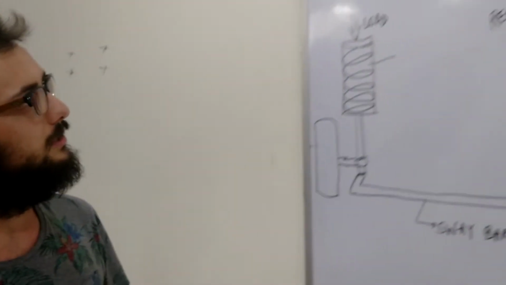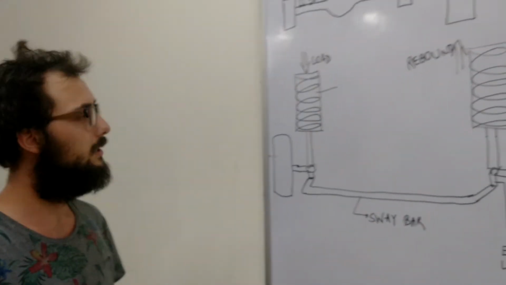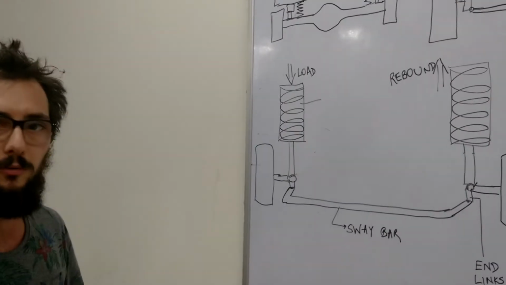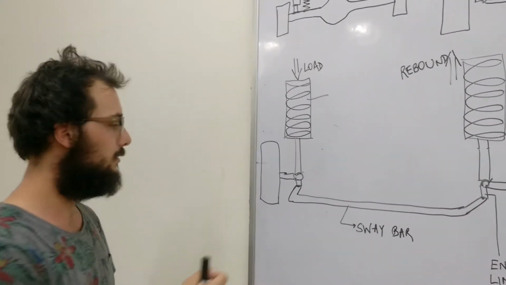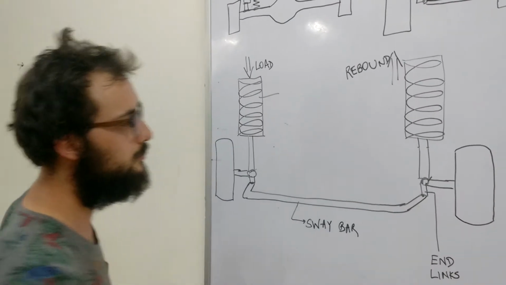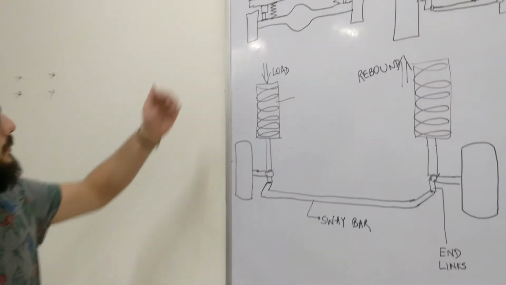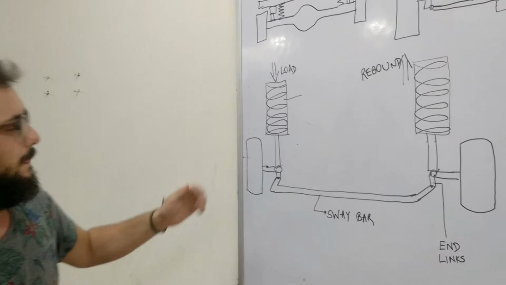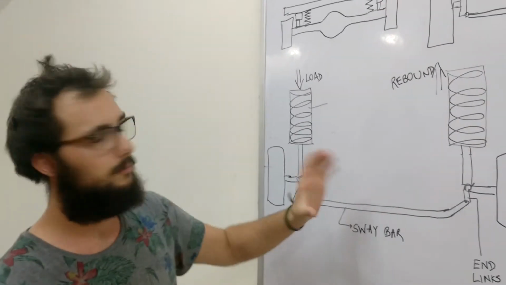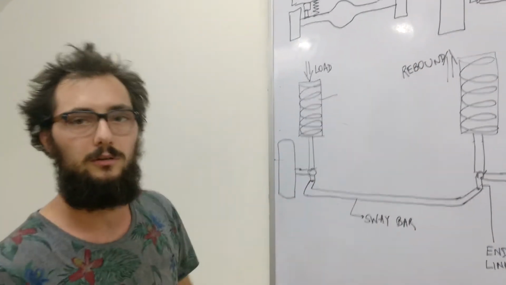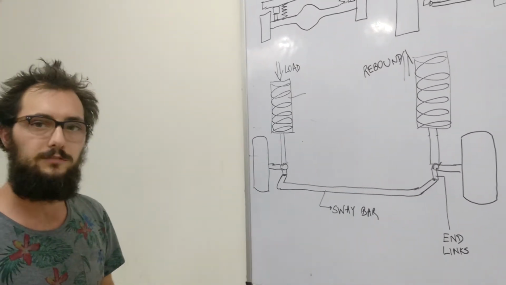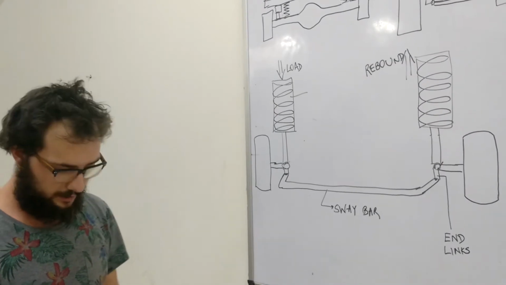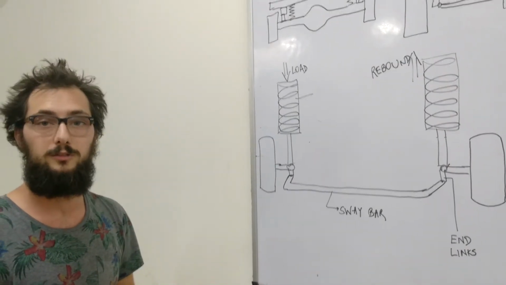So the last component is the sway bar. It's used in independent suspension, and it's used to balance the suspension between both sides. So the sway bar is a rod which connects the left and the right side of the suspension. So for example, when there is an extra load on the left side, the sway bar will help to compensate with the rebound on the right side, and it gives more roll stiffness to the suspension. So basically, it helps to have more stability on the suspension of the car.